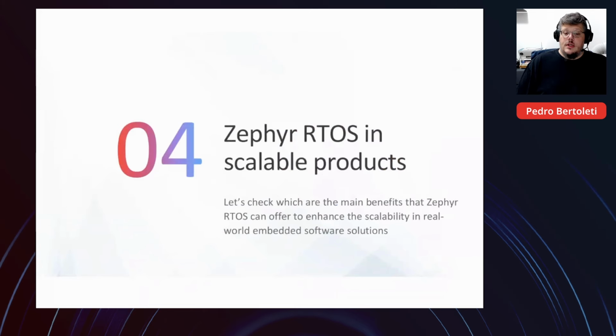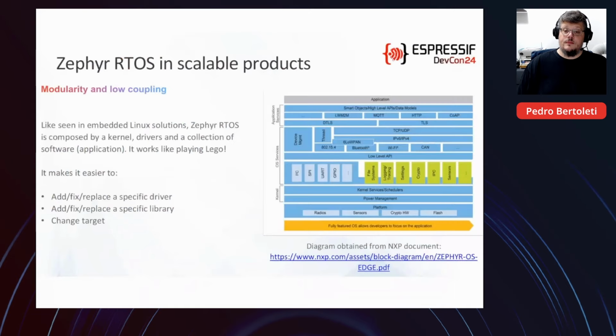Well, now let's check which are the main benefits that Zephyr RTOS can offer to enhance the scalability of real-world embedded software solutions. The first benefit I would like to highlight is the improvement of embedded software modularity and the low coupling level achieved. Like in embedded Linux solutions, Zephyr RTOS is composed of a kernel, some drivers, and a collection of software, which we call the application.